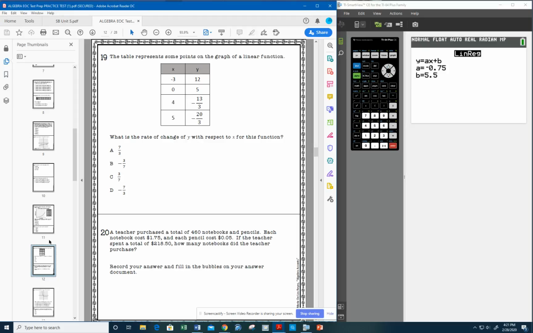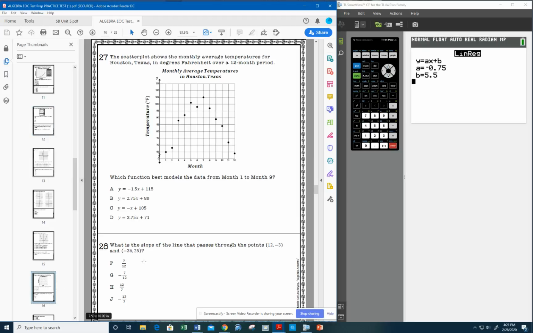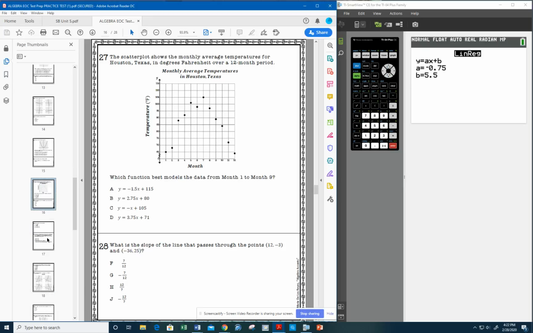The next one we want to look at is 28. Number 28 is going to be another stat edit problem. If you look at 28, what's the slope of the line that passes through the points? Put the points into your stat edit. Again, you're looking at the a value because that's your slope. All right, the next one we want to look at is number 30.